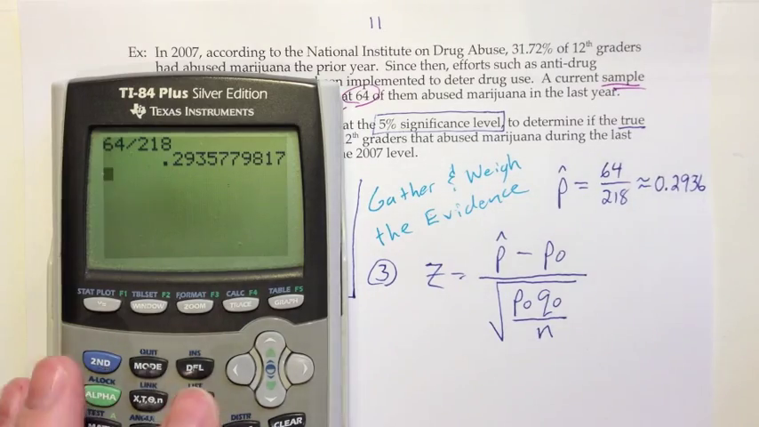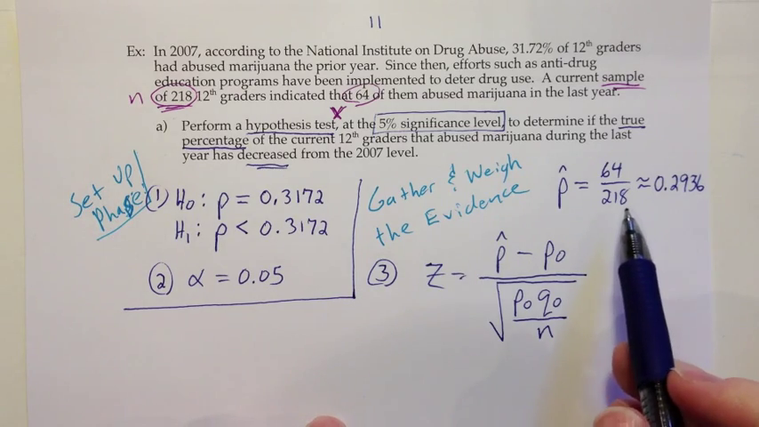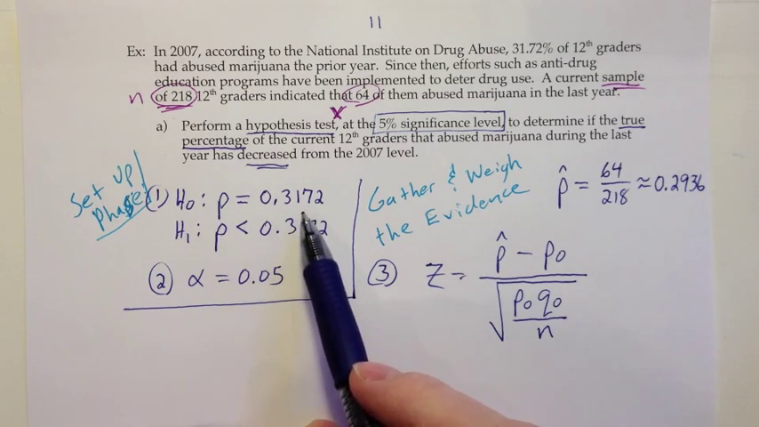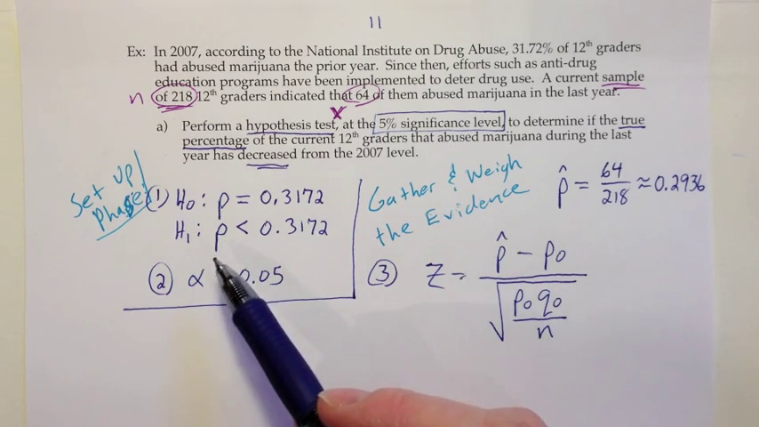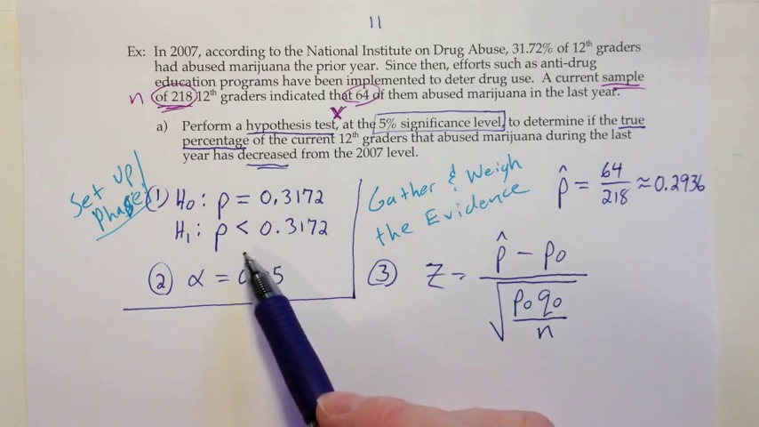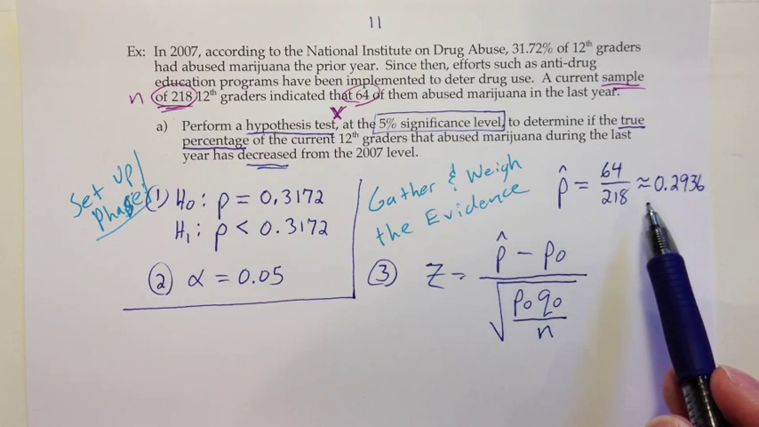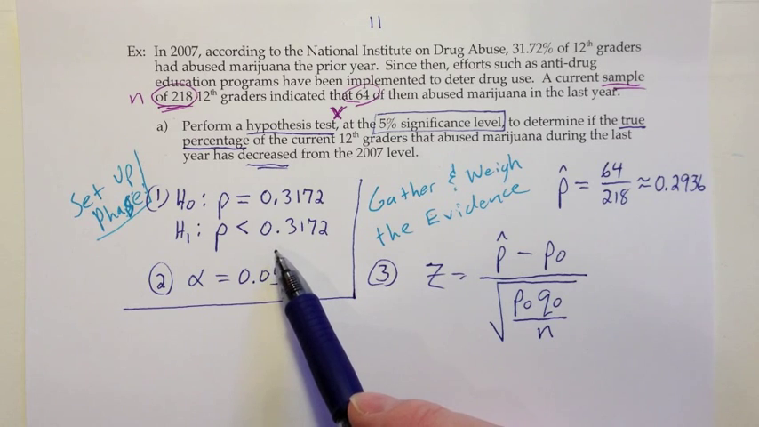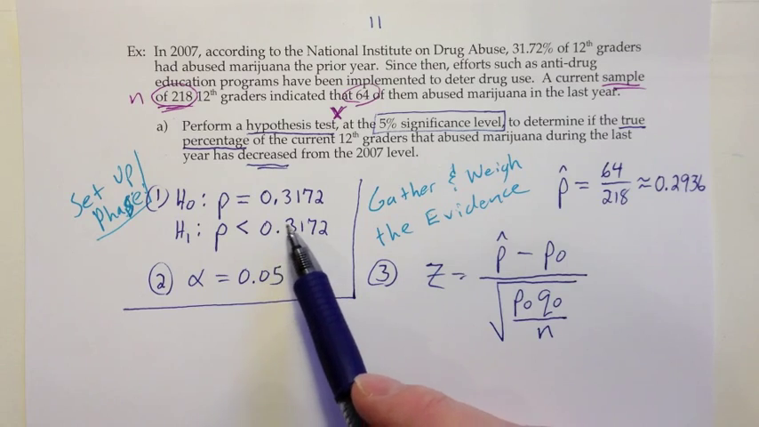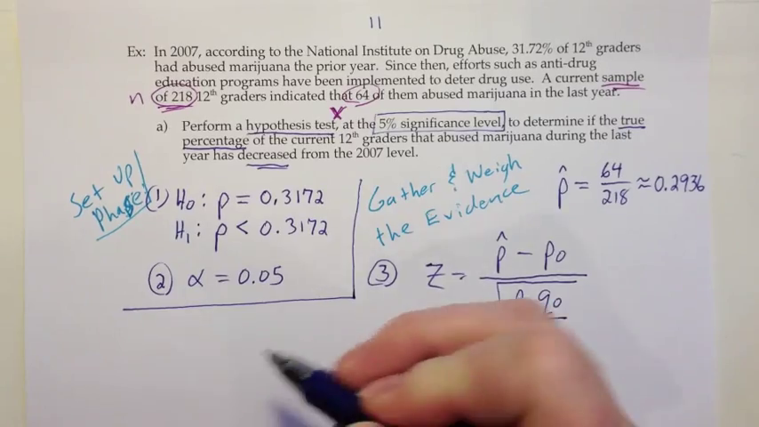I would point out right here that it looks like we've got some evidence to support our case. We got a p-hat that is to the left of the old value from 2007, and so that indicates some evidence in support of H1. The question is, is that close enough to 0.3172 that H0 could actually be true and the difference is just due to random variation, or is it far enough away to the left that we can say no, it's unlikely that it's random variation, and reject H0 in favor of H1 being the true claim? So let's go ahead and start plugging in and getting our z-score here.